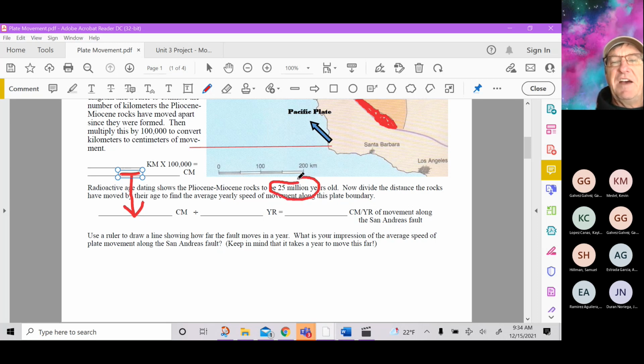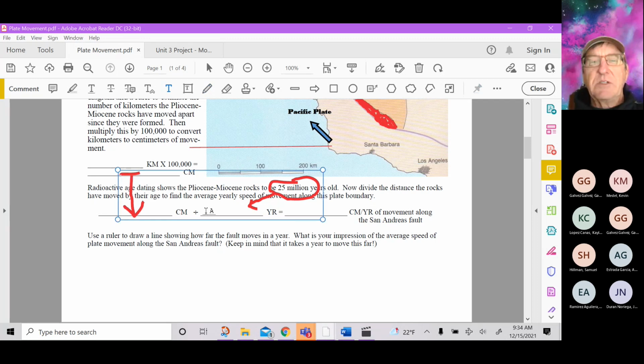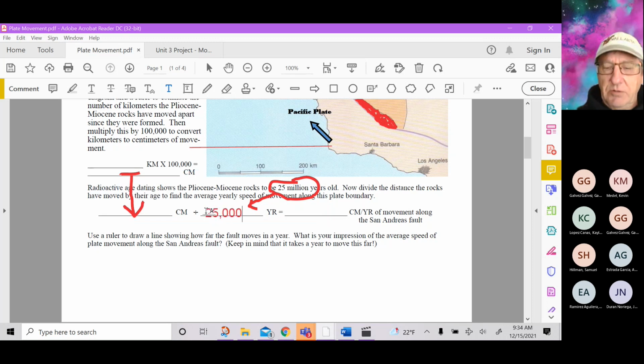Then you're going to take this 25 million and put it over here. Remember, million means that it has 6 zeros. So we're going to have 25, comma, 0, 0, 0, comma, 0, 0, 0. 25 million years. Go back to your calculator, punch in this number, divide it by 25 million, and that's going to give us the centimeters per year of movement that occurs along this fault.